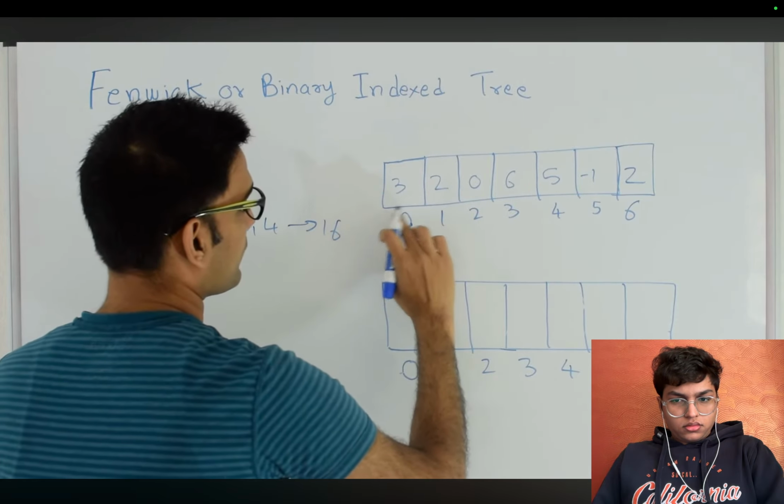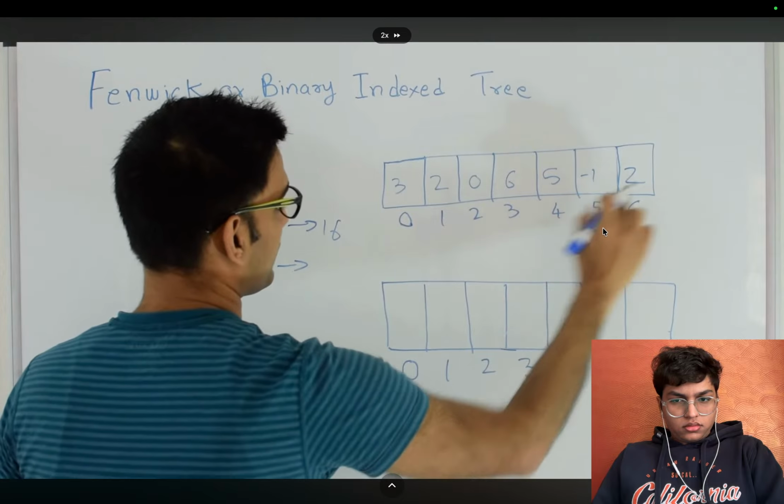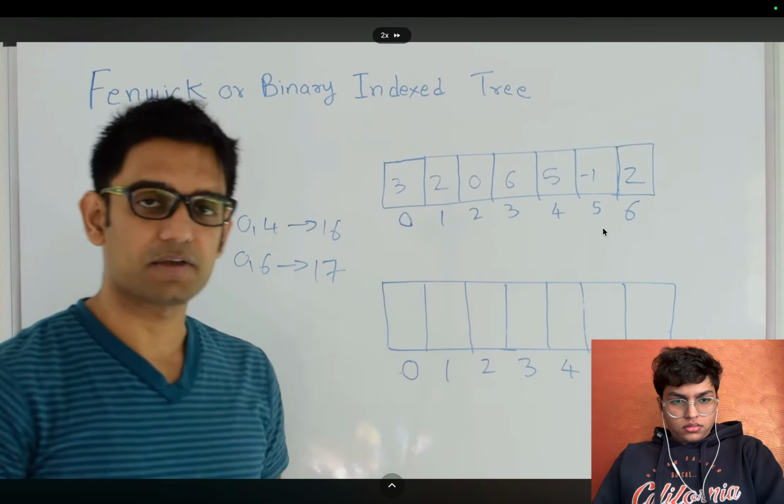What is the sum from 0 to 6? The sum from 0 to 6 is 16 minus 1 is 15, plus 2 is 17. So queries like this are why I use a Fenwick tree.